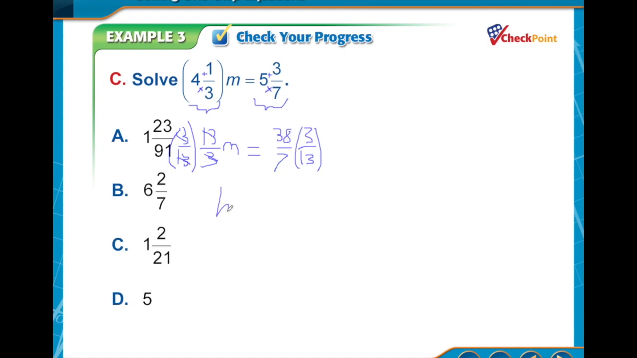So we have just m left on the left. And on the right side here, we're going to get a number. So if I want to rewrite this, I know 38 times 3, what's that going to give me? 38 times 3. I know 8 times 3 is 24. 3 times 3 is 9, plus 2 is 11. So on top, we're going to get 114. On the bottom, we're going to get 91.